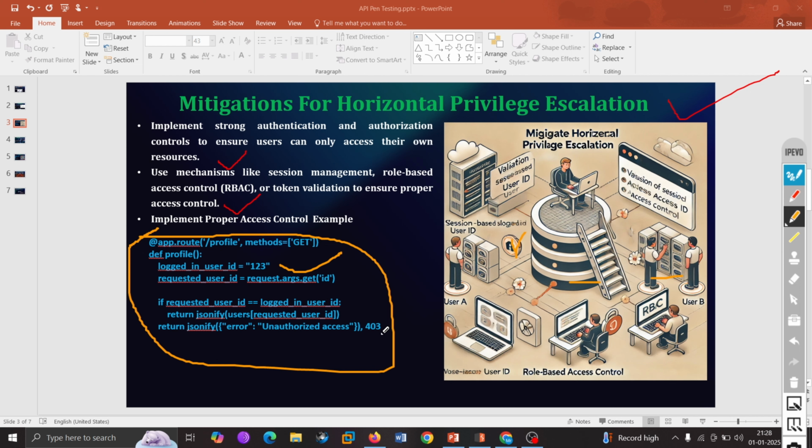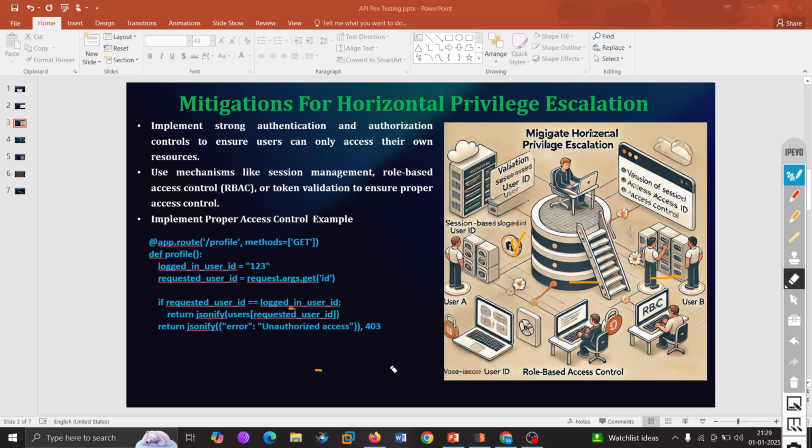Otherwise, return unauthorized access or 403. What does that mean actually? The logged-in user only gets data if the requested user ID matches the logged-in user ID. This implements access control: if the requested user ID and the logged-in user ID are the same, only then will it provide the data. If they do not match, it will throw an error, unauthorized access 403, right? So this is how it can provide a solution. So this goes for horizontal privilege escalation.